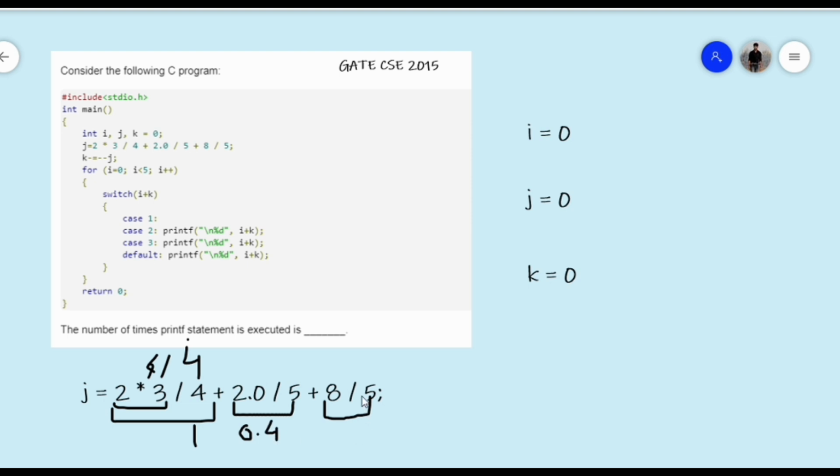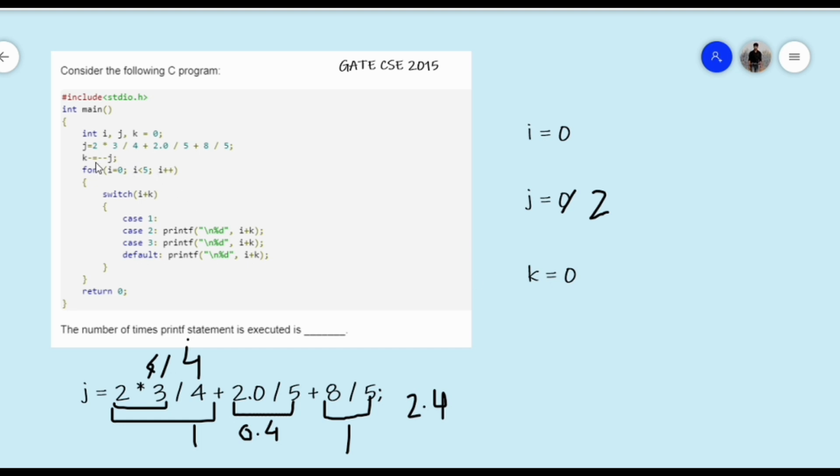And this 8 divided by 5, both are integer values, so its result will also be an integer value stored in a temporary variable. 5 goes into 8 once, and whatever the value is after the decimal point, we will discard, so we store 1 here. So 1 plus 1 is 2, plus 0.4 will be 2.4. So 2.4 will be this result, but because j is an integer variable, we will store 2. So our j will become 2 here.